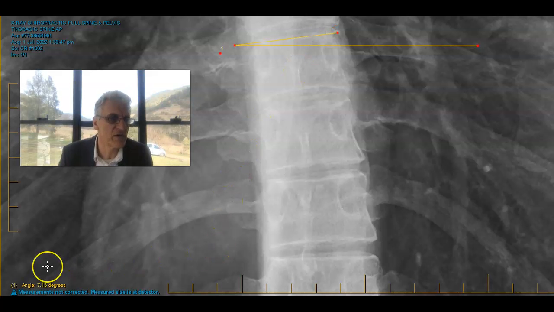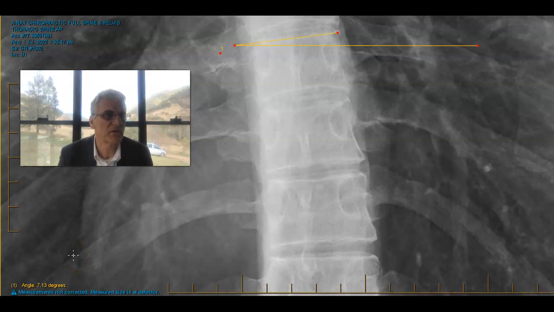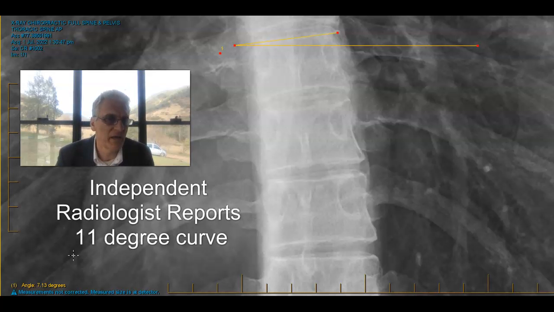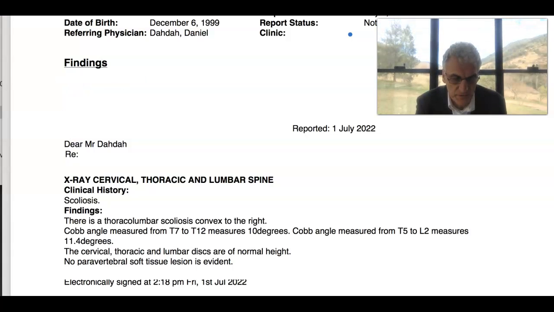And we've got a 7-degree curve, 7.1. So we had a 10.26 and a 7.1. That gives me a 17-degree curve. And we've got this curve measured here at an 11-degree curve. And it's far from 11. It's actually 17.